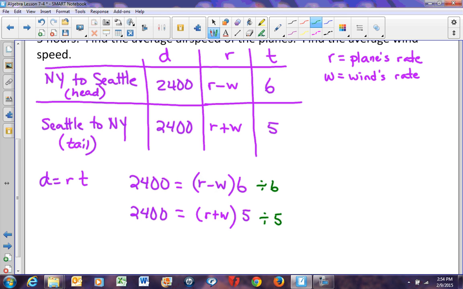Why do I do that? Smaller numbers. I could distribute the 6 through and then do all this other stuff and find a common denominator and all that other stuff, but it will be harder. I'm just going to make it easy.